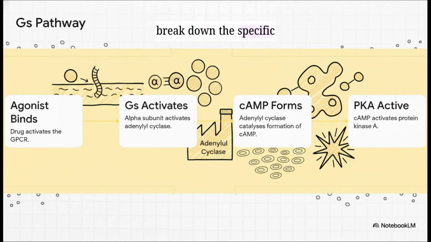So, let's break down the specific pathways, starting with the GS pathway. And remember, S stands for stimulatory. Step by step, the drug binds the receptor, which activates the GS protein. The free alpha subunit then activates an enzyme called adenylyl cyclase. Think of this enzyme like a factory that rapidly converts ATP into our second messenger, cyclic AMP, or cAMP. The cAMP then activates protein kinase A, which goes around phosphorylating proteins to create a massive cellular response.